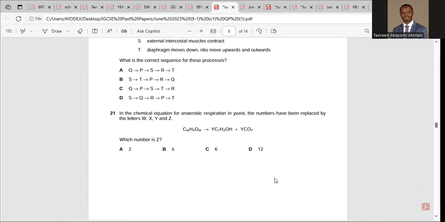For question 21, in the chemical equation for anaerobic respiration in yeast, the numbers have been replaced by the letters W, X, Y, and Z. Which number is Z? In anaerobic respiration in yeast, the equation is C6H12O6, giving us an arrow, 2C2H5OH plus 2CO2. All right, from there, we know that Z is meant to be 5. That's option B.